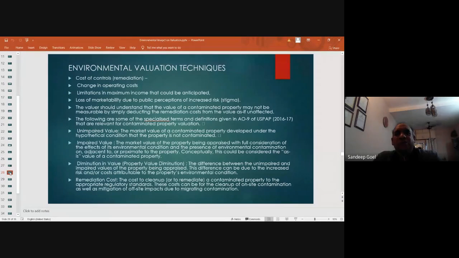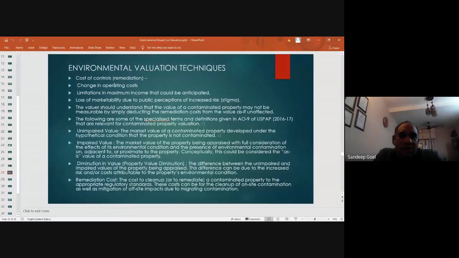Environmental valuation techniques. The foremost thing is cost of control, remediation. Cost of control means to control the environment damage which has happened. It is also called remediation. Okay? So these are the environmental valuation techniques: unimpaired value, impaired value, diminution in value, remediation cost.